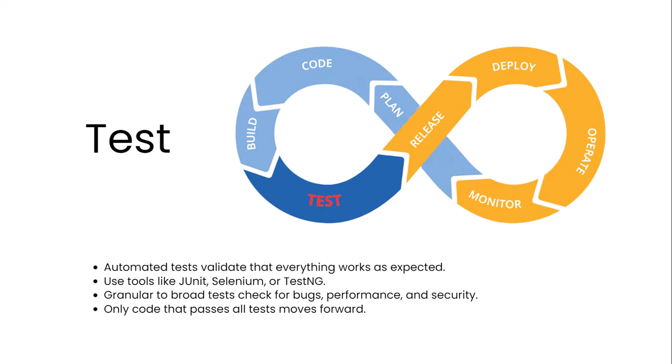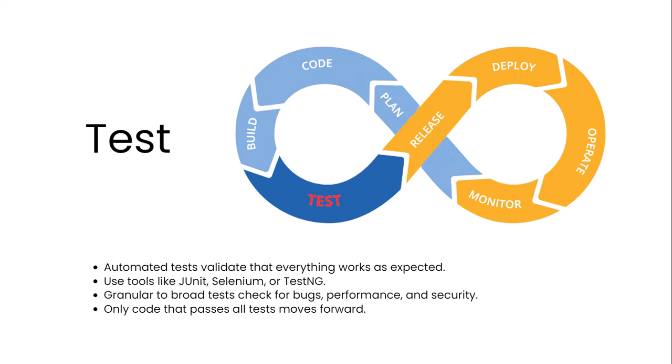The tests could be as granular as checking if a single function returns the correct value, or as broad as ensuring an entire feature works as expected. What's important here is that automation is key. Instead of relying on manual testers to go through the entire application each time something changes, the system runs these checks automatically.